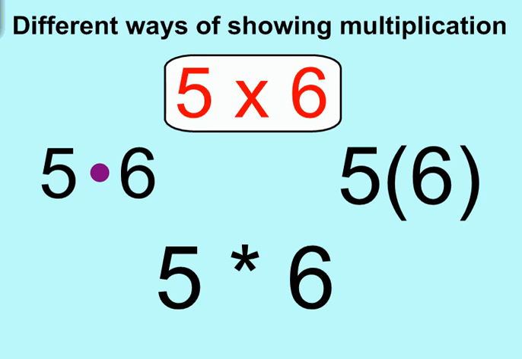Now here are 4 different ways of showing the same thing when it comes to multiplication. In elementary school, this is the symbol that's used most often, which means 5 times 6. This also means 5 times 6, as well as this symbol here is 5 times 6. And when you have a number next to a number in parentheses, even though there's no symbol there, this means to multiply. This means 5 times 6. So the product for all 4 of those examples would actually be 30.